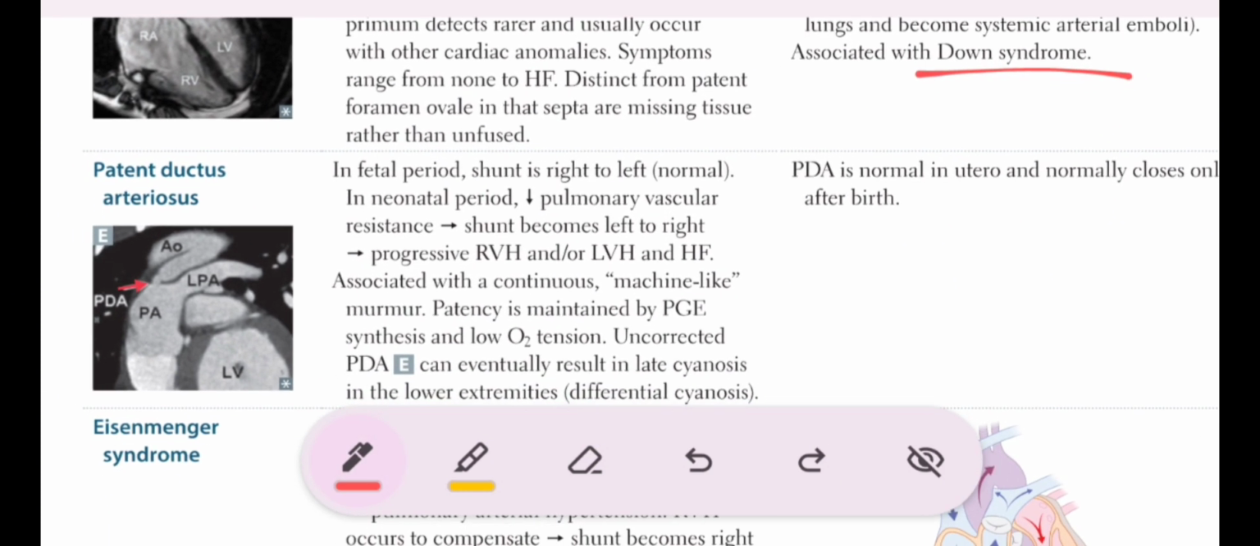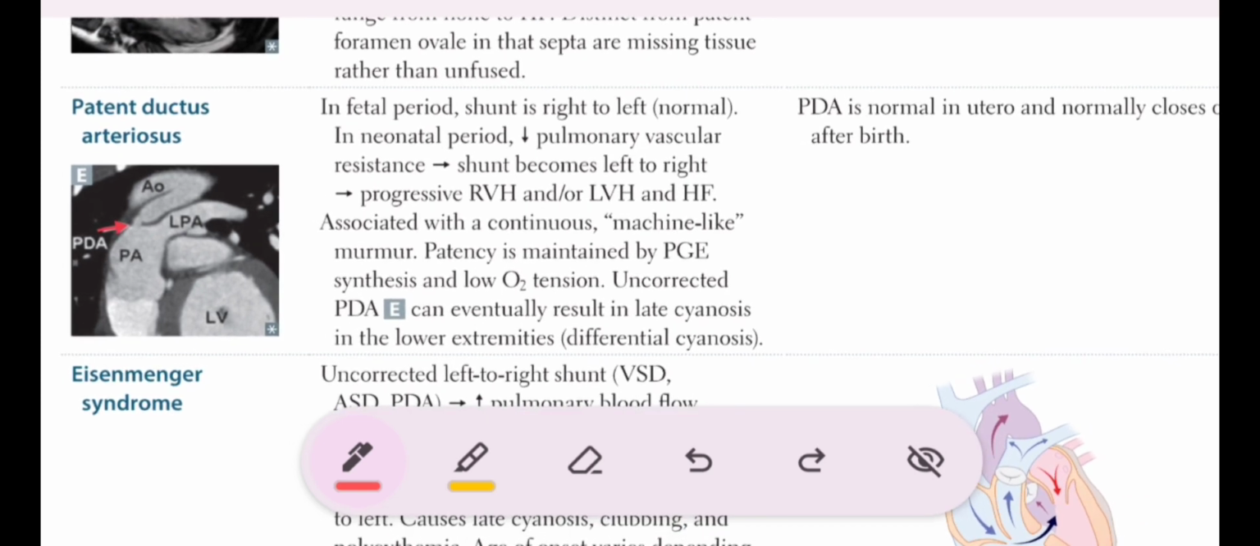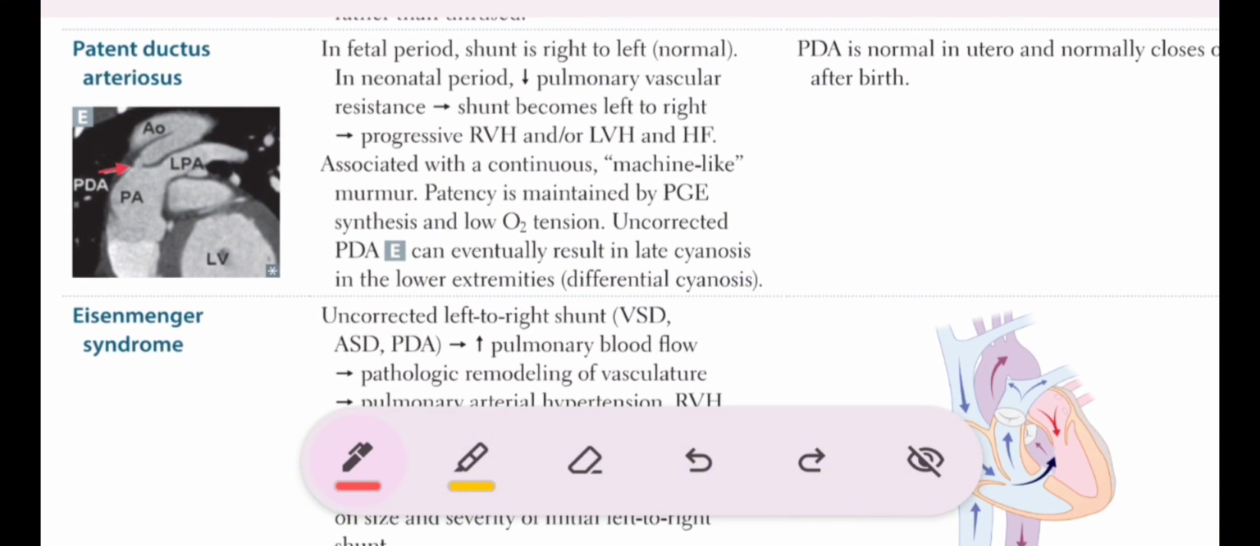Then we have the patent ductus arteriosus. During fetal life, the patent ductus arteriosus is important for the viability of the fetus since the lungs are underdeveloped, and the blood is bypassed from the lungs into the aorta through the patent ductus arteriosus. However, after birth, if the ductus arteriosus is persistent, this condition causes abnormality. It is associated with a continuous machine-like murmur. Patency is maintained by PGE synthesis, that is the prostaglandin synthesis, and low oxygen saturation.